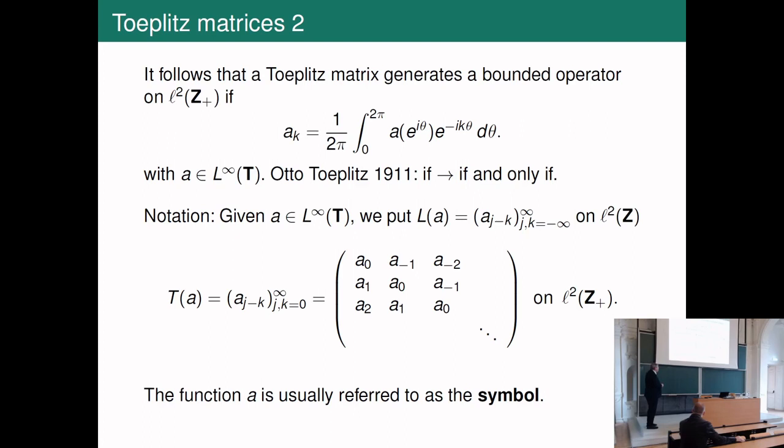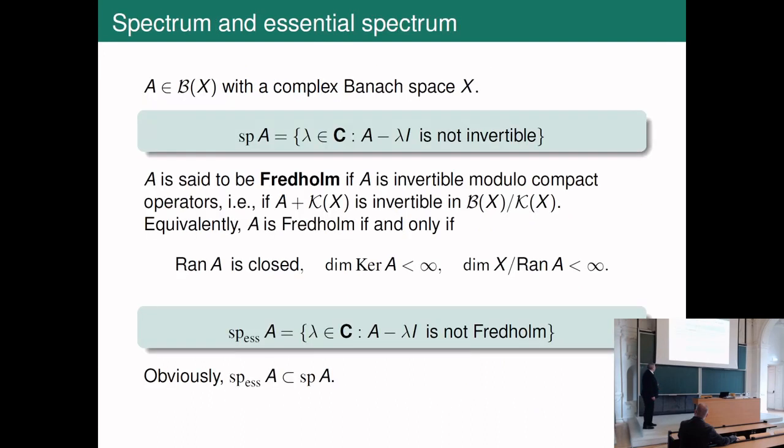Notation: given a function a in L infinity, we denote by L(a) the Laurent matrix generated by the Fourier coefficients of this function, and by T(a) the Toeplitz matrix generated by this function. And not only the matrix, but also the operators this matrix generates on L2, and this function is usually referred to as the symbol of the matrix. Well, we are interested in spectral characteristics. If we are given a bounded linear operator A in a complex Banach space, then the spectrum of A is the set of all lambda such that A minus lambda I is not invertible.